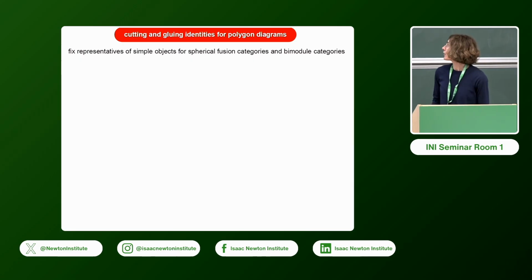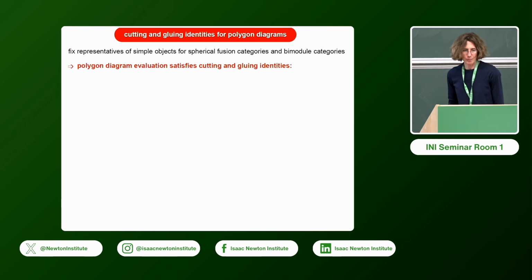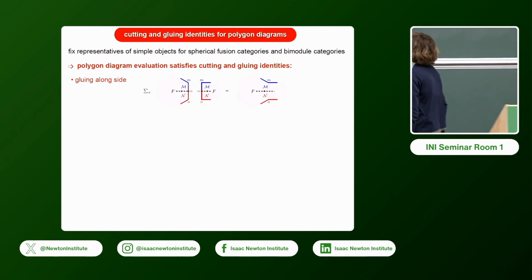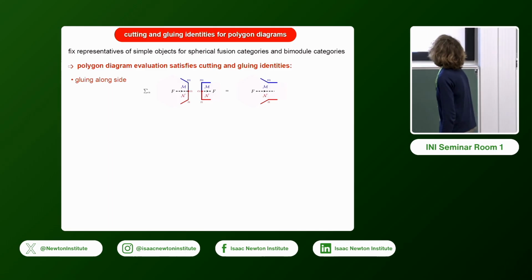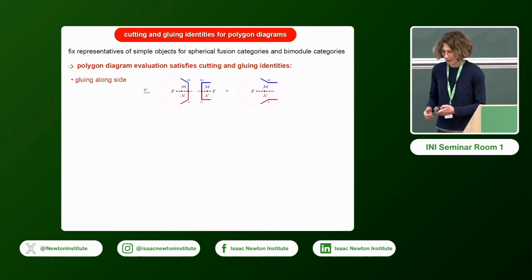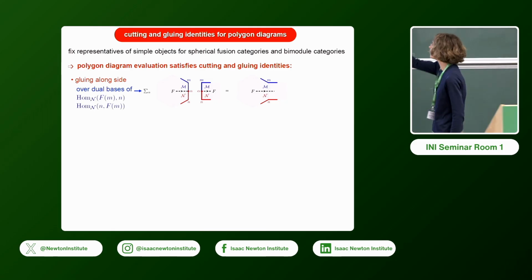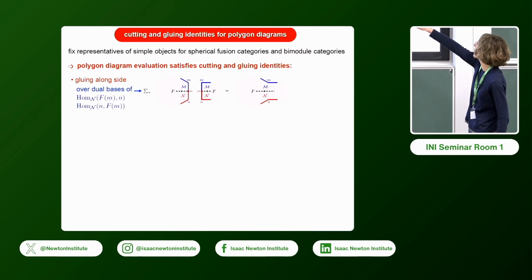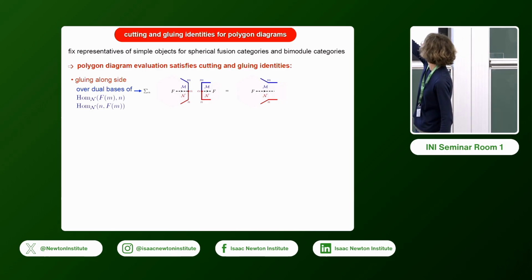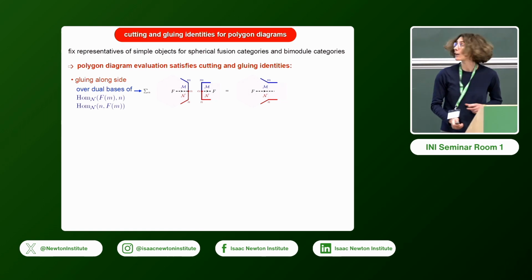So these polygon diagrams or disk diagrams satisfy some cutting and gluing identities. There one can fix some representatives of simple objects for the spherical fusion categories and also for the bimodule categories. The first identity is that I can glue 2 polygon diagrams along a side by summing over the morphism spaces. Then the evaluation is the same as the evaluation of the diagram on the right. So here I have 2 diagrams with 2 evaluations, and if I multiply the evaluations on the left and sum over the dual basis of the morphism spaces, then I get the evaluation of the diagram on the right.